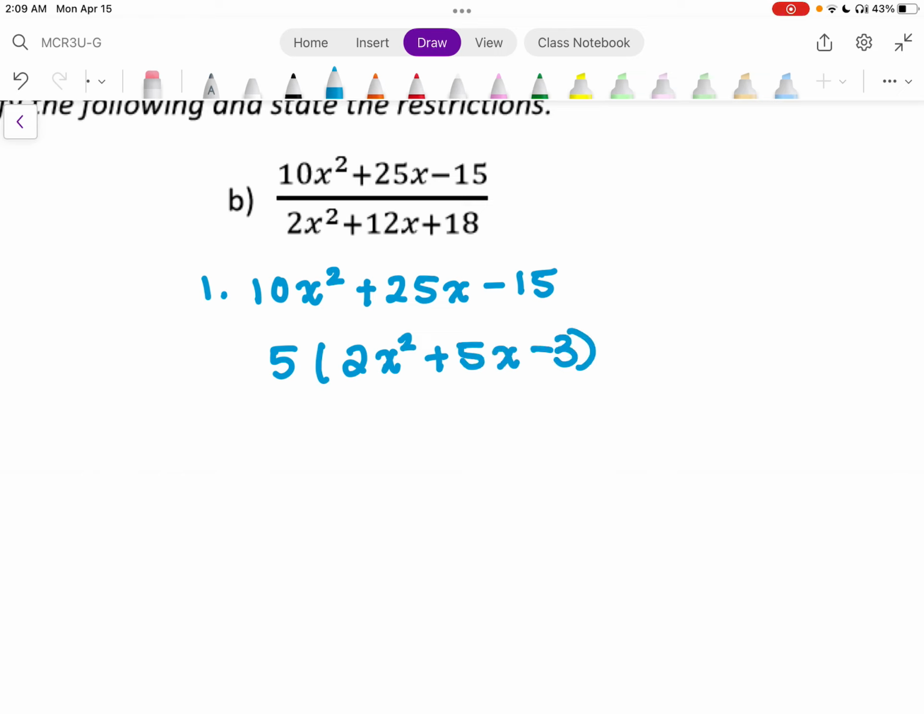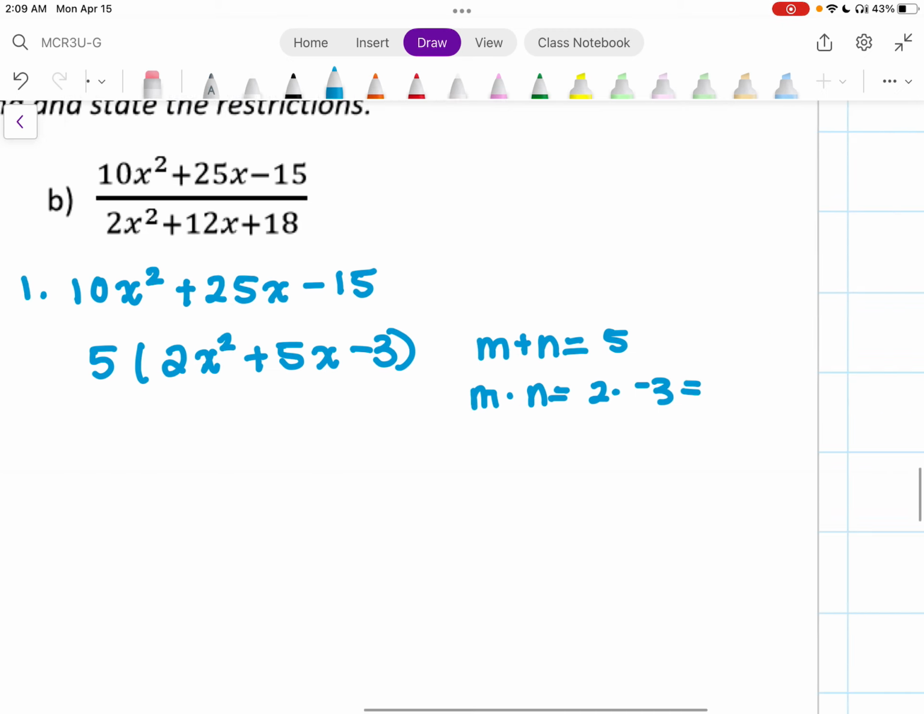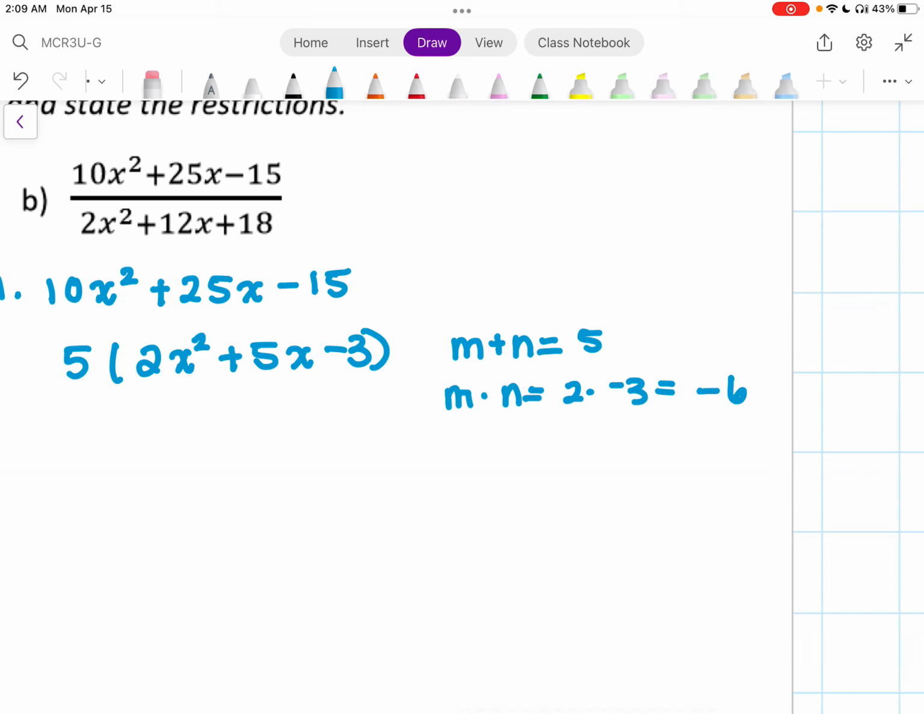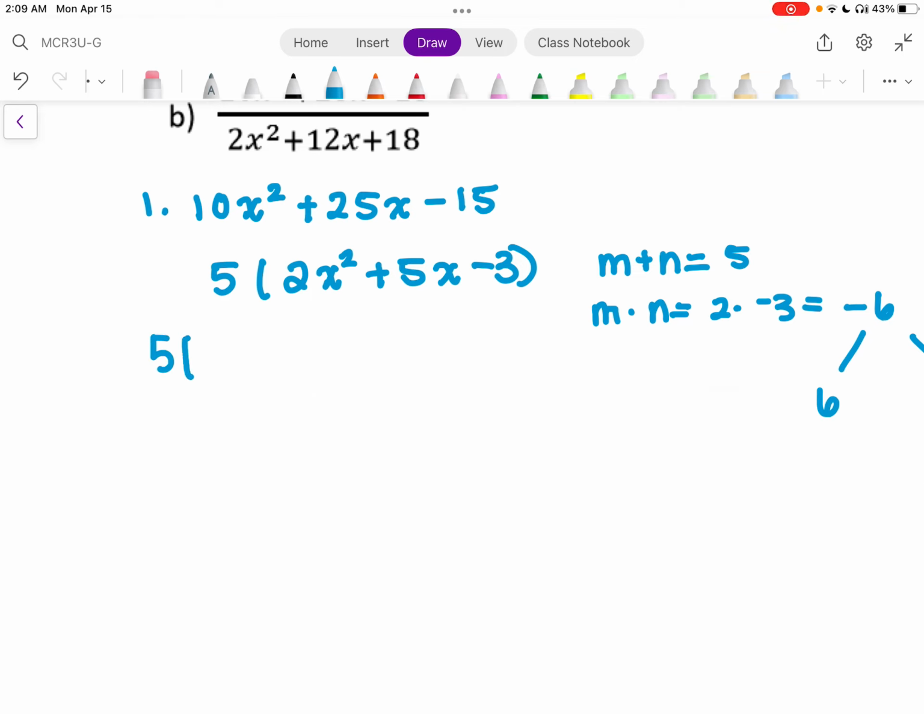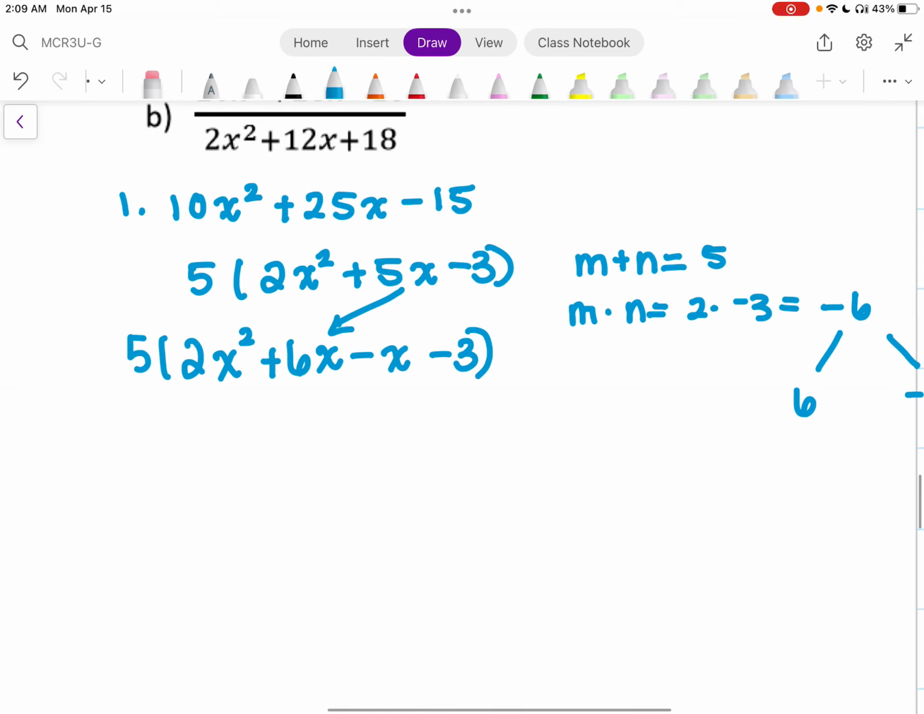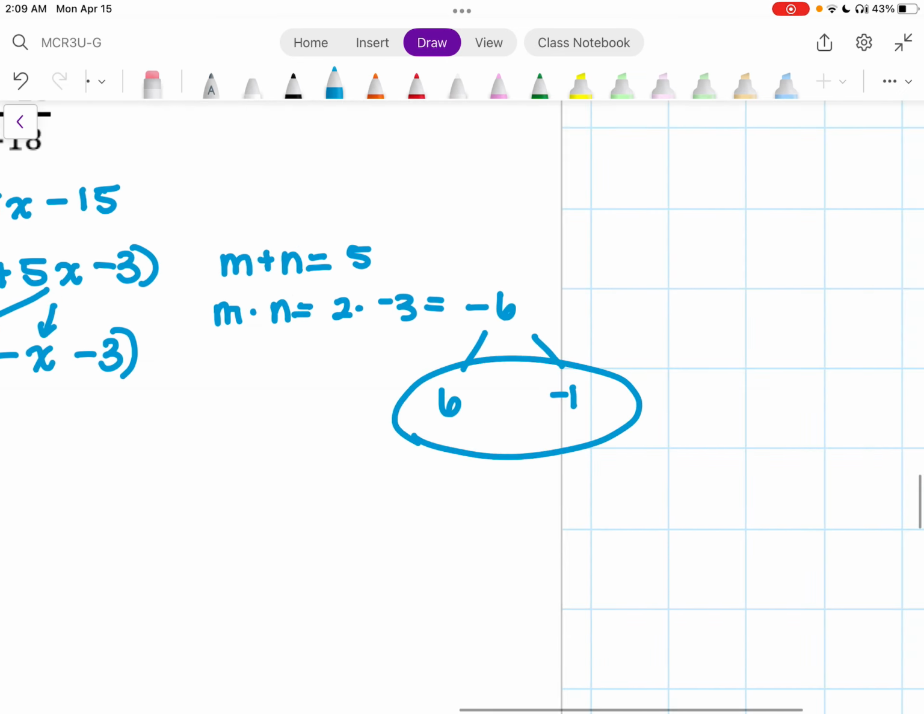And now these numbers are so much easier to work with. So now if we had to go find m and n, we would have 5, right? And then m times n is going to equal 2 times negative 3, which is equal to negative 6, right? So in this situation, we know that our numbers are going to be 6 and negative 1. And instead of putting them as m and n, we just do decomposition. So we'll be left with 2x squared plus 6x minus x minus 3, right? I just broke down this middle term into these two from these numbers over here.